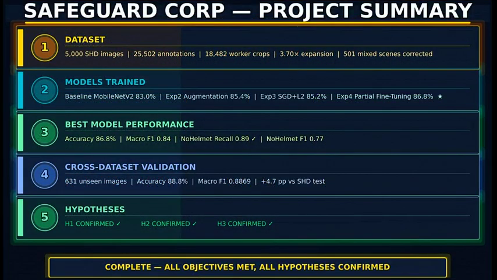This project delivered a complete construction site helmet compliance system. 18,482 worker crops were generated from 5,000 SHD images. 4 models were trained and benchmarked. The best model, Experiment 4 partial fine-tuning, achieved 86.8% accuracy and 0.89 no-helmet recall on the internal test set, and 88.8% accuracy with macro F1 of 0.8869 on 631 completely unseen images. All 3 hypotheses were confirmed. The upgrade path to end-to-end YOLO production deployment is fully documented.